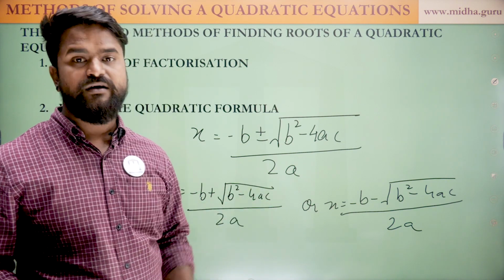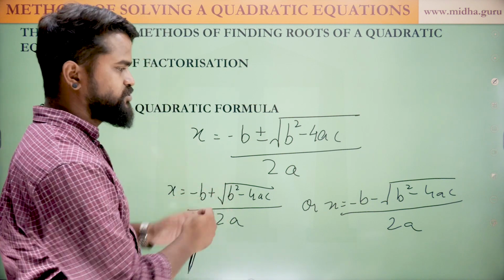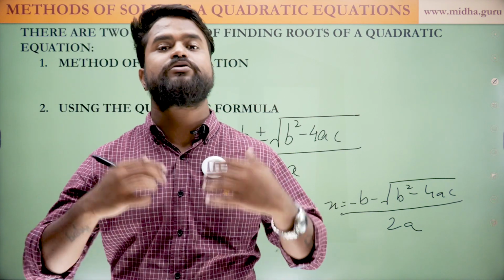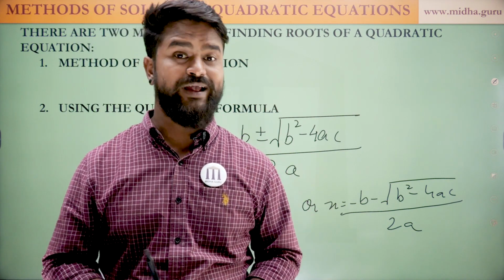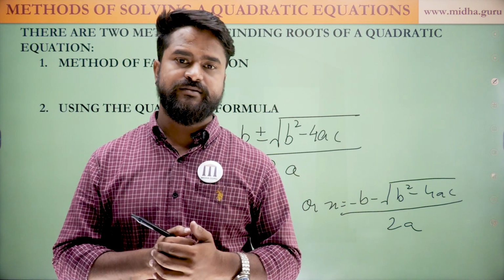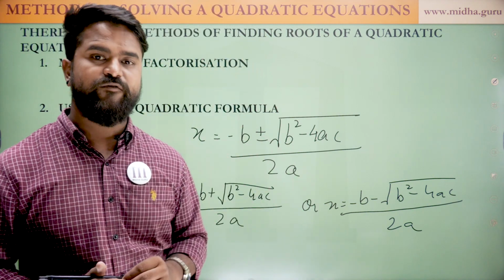And we use this method when factorization is impossible or the question mentions us to do so. So just remember, if your question says find the roots or solve this quadratic equation and does not specify the method, you can go ahead and try by factorization. But if it's not possible to factorize, we can use the quadratic formula.